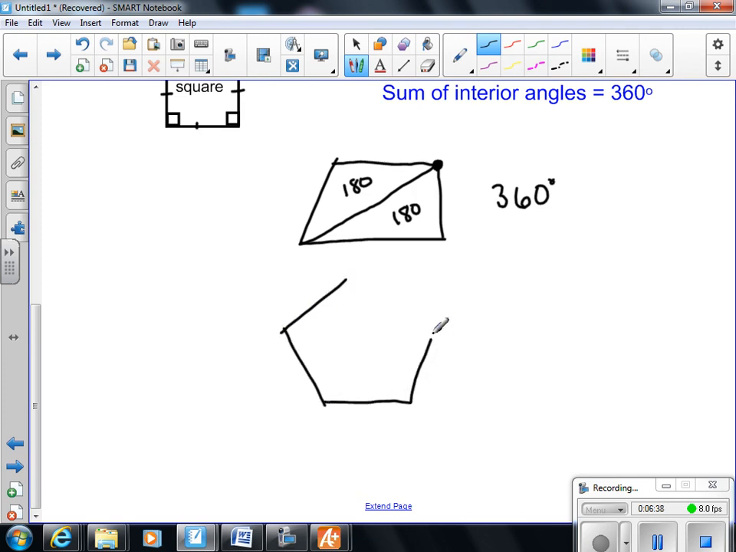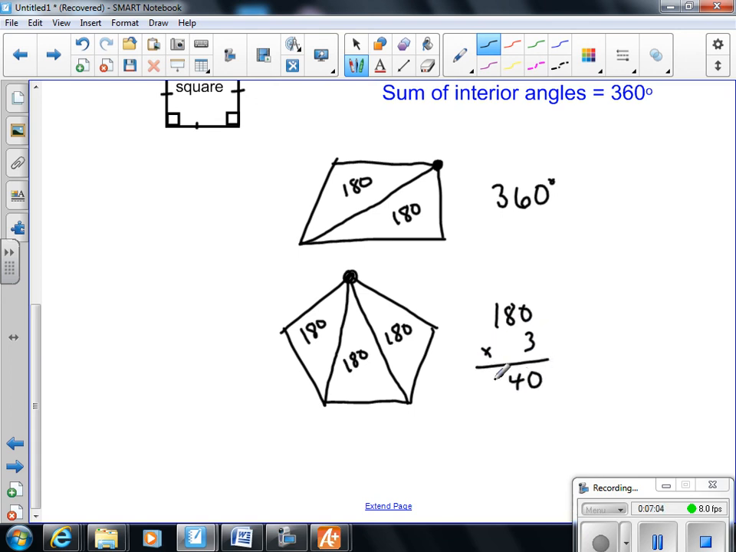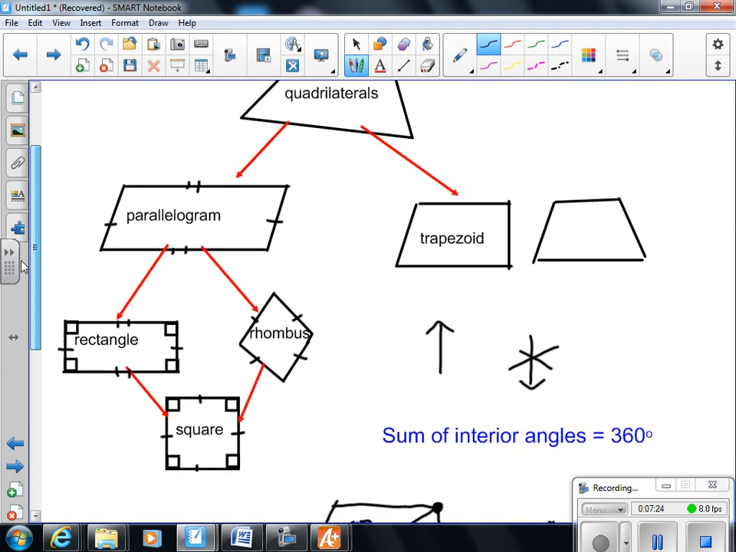So let's do a five-sided figure. How do I know what the sum of the interior angles here is? Well, let's just take any vertex and let's draw all the diagonals. How many can I draw? Two, it looks like. One, two. Okay, so how many triangles did it make? 180, 180, 180. What's 180 times 3? 540. So the sum of the interior angles of a pentagon, that means all these angles here, will add up to be 540 degrees. And that's the shortcut for finding it no matter what your polygon is. Are there any questions on that? Okay, that concludes our lesson on quadrilaterals, which is what we focused on today.